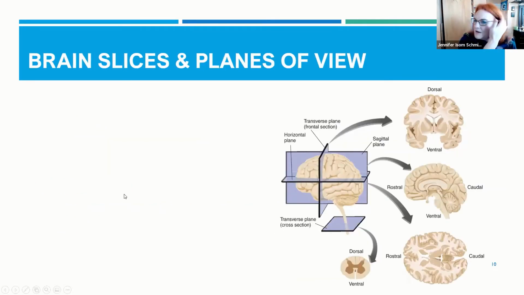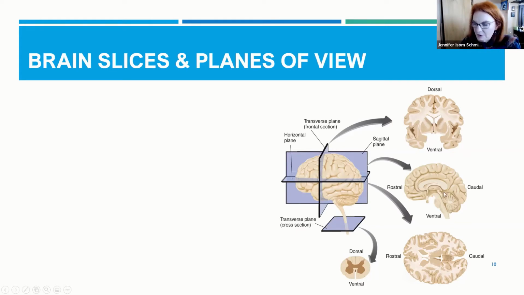The next thing I want to talk about is planes of view or slices of brain tissue. We will be looking at many of those as we go through the semester. And so I want you to have a good understanding of what we're looking at. If somebody says this is a sagittal plane or a sagittal view of the brain, then I want you to understand or recognize that what that means is that you're looking at a side view. Sagittal view is a side view.